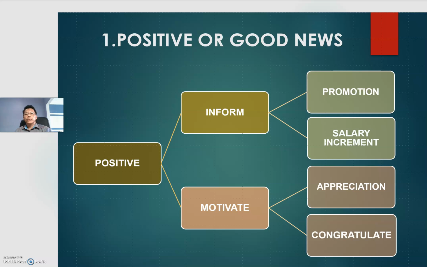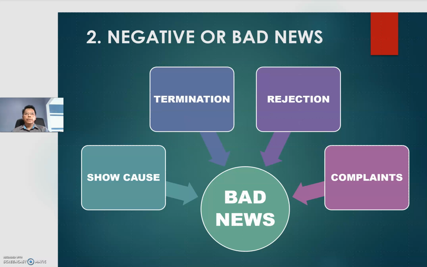This slide basically explains further what a positive message is. Basically, a positive message is to inform or to motivate. Those are some examples of when people send positive messages. Negative message or bad news. Show cause letter, when people are not satisfied. They are not getting promotion, so they ask their employer, for example, and in another instance, when people get fired and they appeal to their employer, they have to show some proof why they should not be expelled. Termination, rejection, complaints, all are bad news or negative messages.